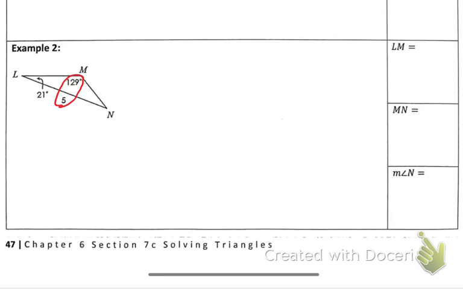I should find angle N, because if I'm given two angles, let's go ahead and find that third angle right off the bat. So that means I'm going to take 180, I'm going to subtract 129, I'm going to subtract 21, and that should leave me with 30. Are we good with 30 degrees? So that angle N would be 30 degrees.